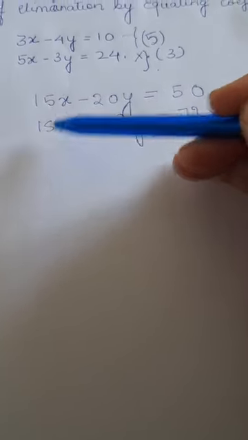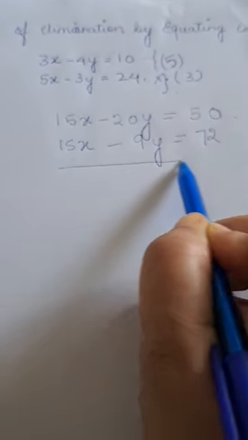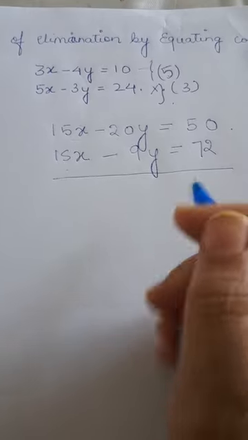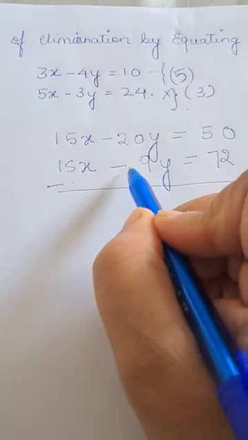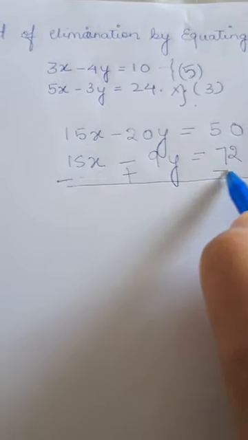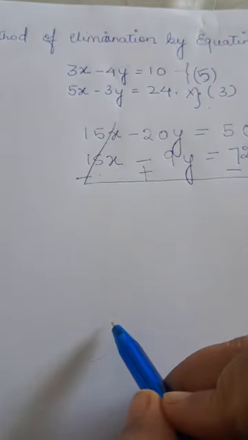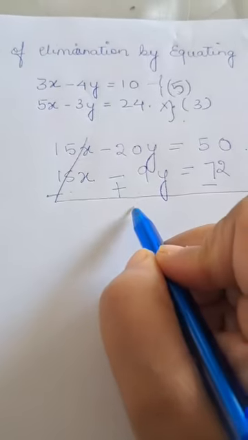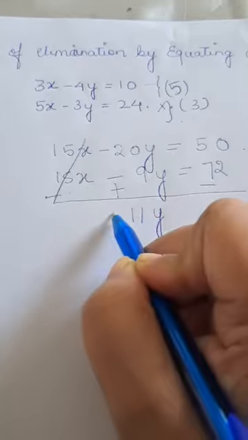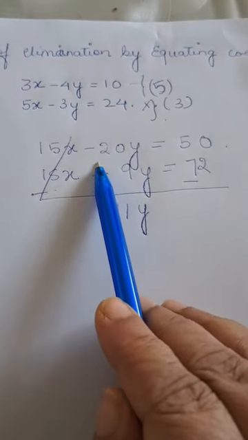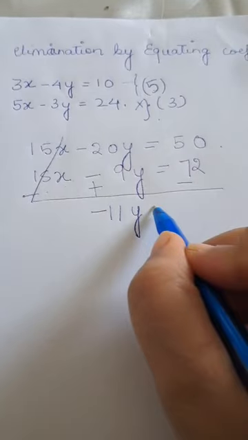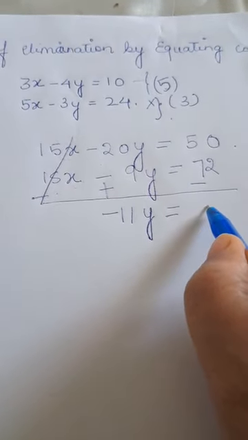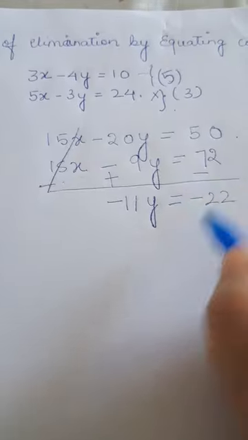If I subtract the second equation from the first equation, the 15x, the x variable, will get cancelled. So we will subtract it. For subtracting, we change the sign of the second equation. So this will get cancelled: 15 minus 15. Minus 20y plus 9y will become how much? It will become 11y with a minus sign, because minus 20 is bigger. Same way here we will do 50 minus 72, that is 22 with a minus sign because 72 is bigger.